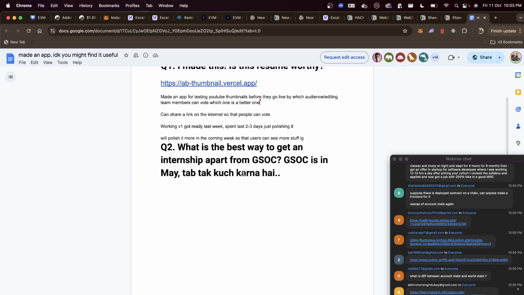What is the best way to get into GSOC apart from GSOC? GSOC is in May, until then you have to do something. A lot of people are finding them and they don't pay very well. A 20-25K a month internship is very possible. A lot of companies are hiring, but every other company will pay this much because it's very cheap, right?